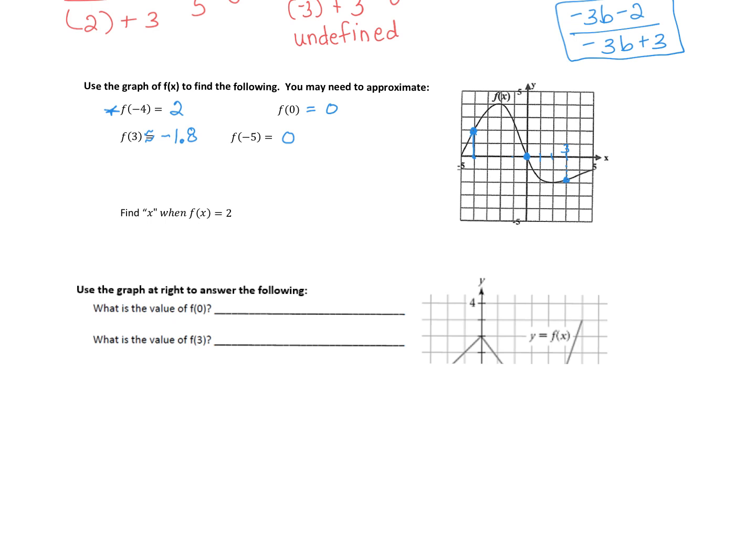We could ask that question another way by saying, find x when the function value is 2. So we would look at where the function or the y value was 2. In that case, that is here and here, and we'll estimate that would be when x is negative 4 and when x is negative 1.